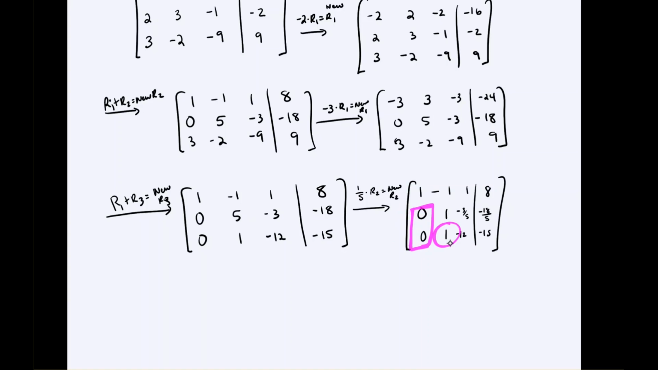So I have a 1 here, but I want a 0. That means I need to have the opposite value, negative 1, so that I can add them and get the 0. So that's going to be negative 1 times row 2 is new row 2. Everything else is unchanged.